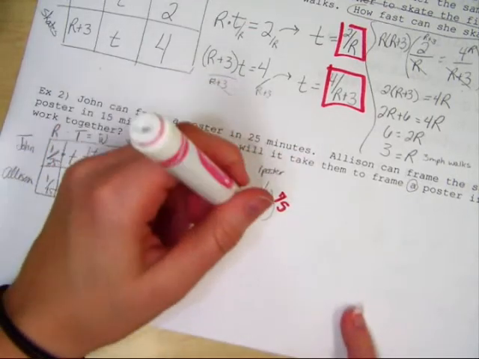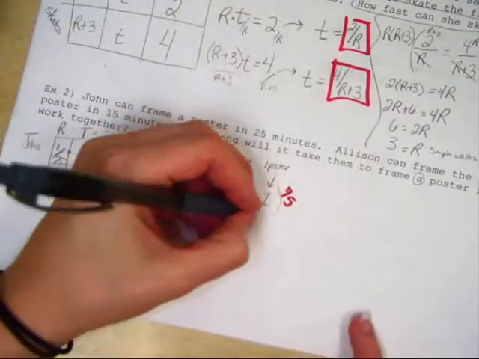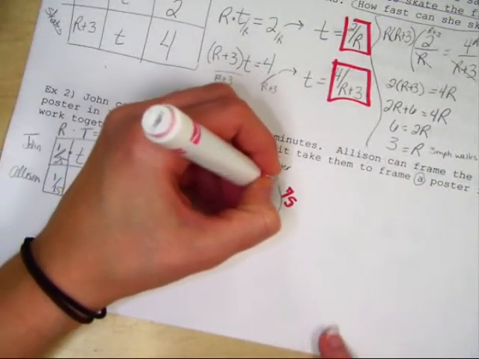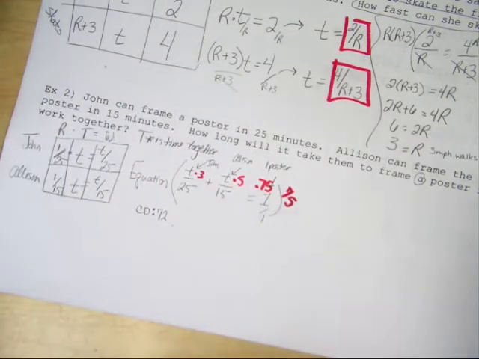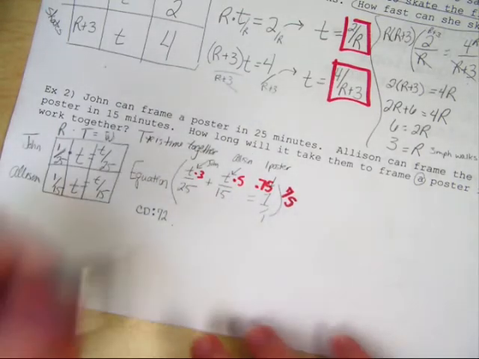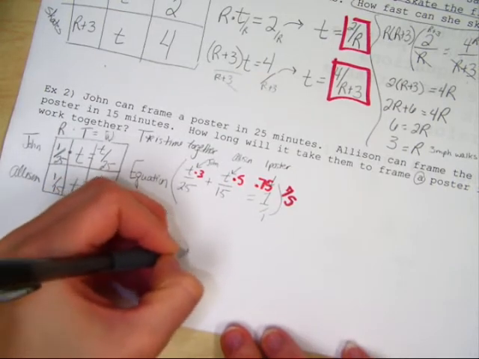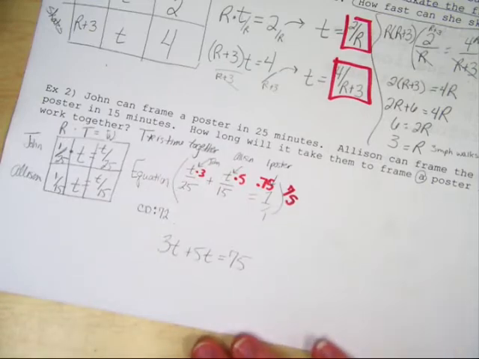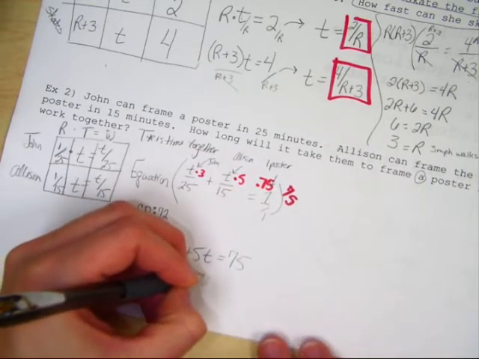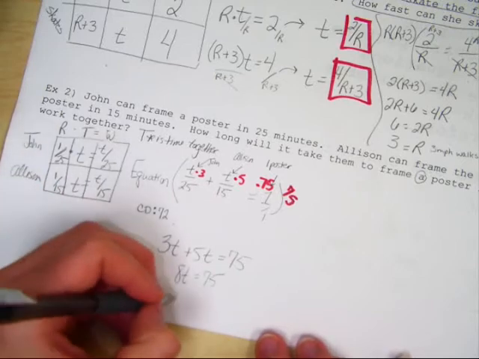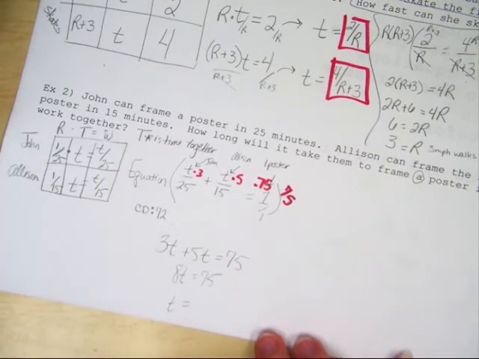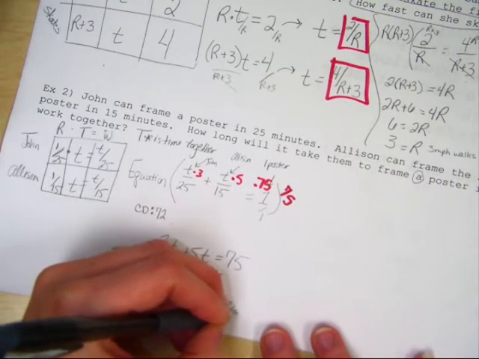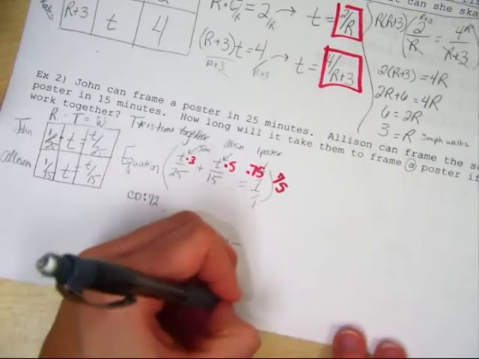Now, think about what's 1 over. 1 is technically over 1. It's not over anything, so it needs to be times 75. And a lot of people will forget that, and they'll leave it as a 1. So I get 3t plus 5t equals 75. That's 8t equals 75. So their time together is 75 divided by 8, 9.375, and this is all in minutes.